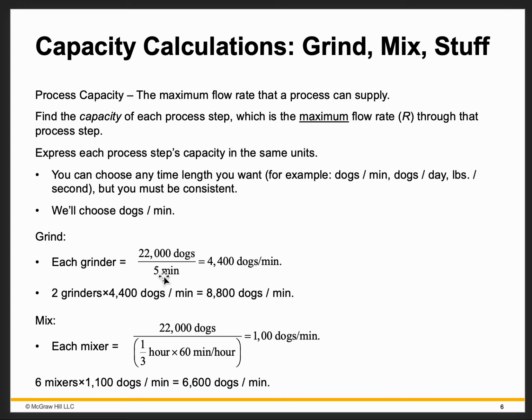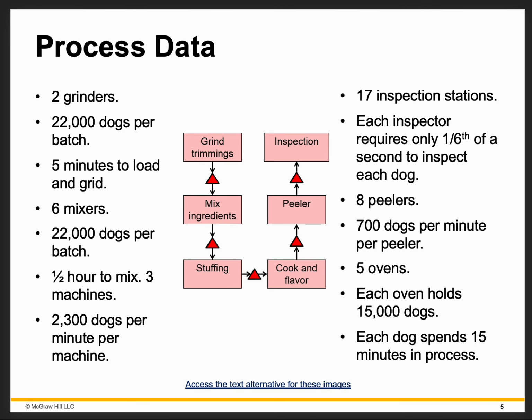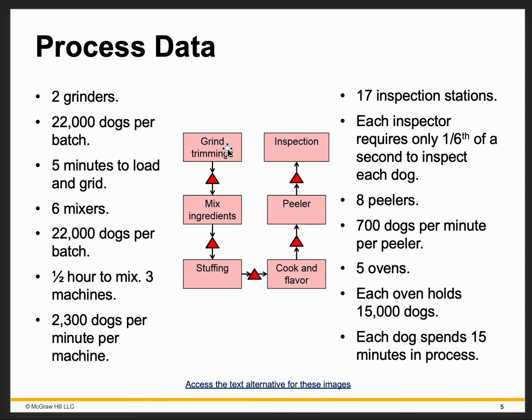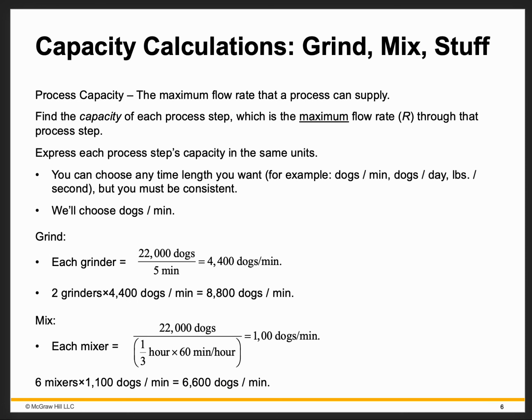So it takes 5 minutes for the whole process to go through. So the flow rate, you could calculate it. So it's 4,400. That's the capacity of the hot dogs. But this is the capacity of each grinder, and we know that there are two grinding machines available. So there are two grinders. And so the capacity of the grinding process is 8,800 hot dogs per minute.